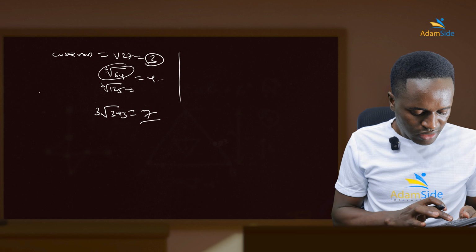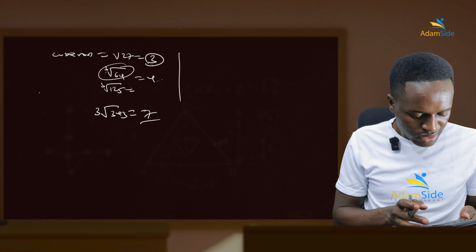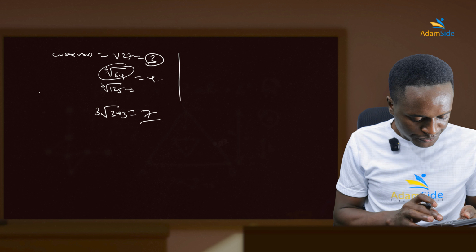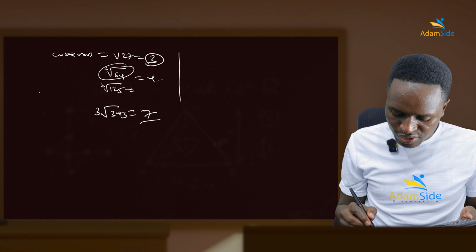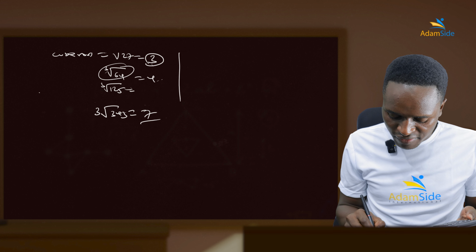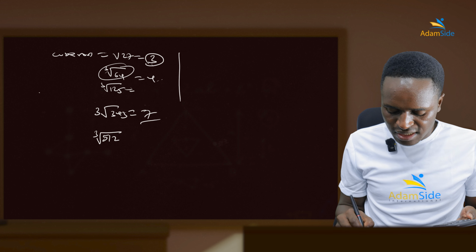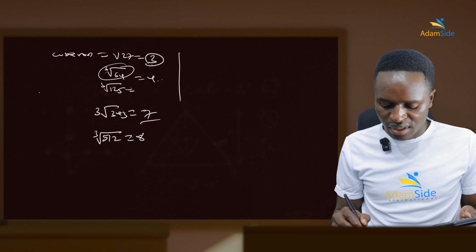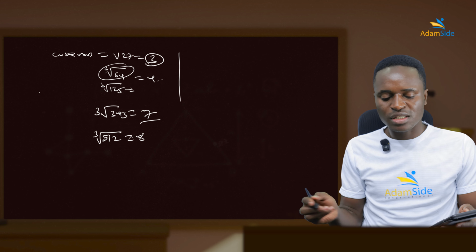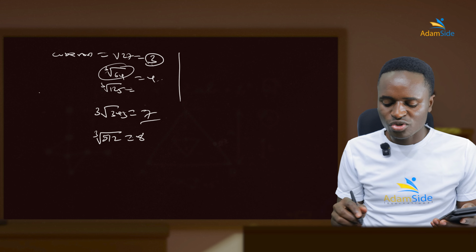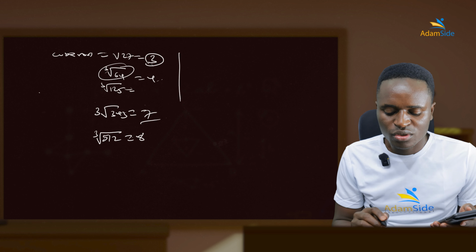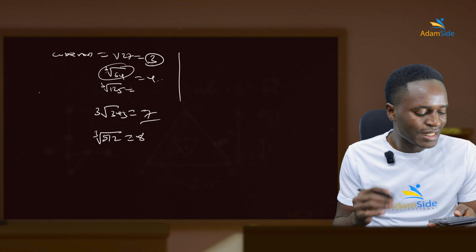Let's say, what is 8 cubed? 8 to the power 3 is 512. So if they say find the cube root of 512, we know that's 8 times 8 times 8. 8 times 8 is 64, and 64 times 8 gives you 512. That becomes your answer. So that's finding the cube root of numbers.